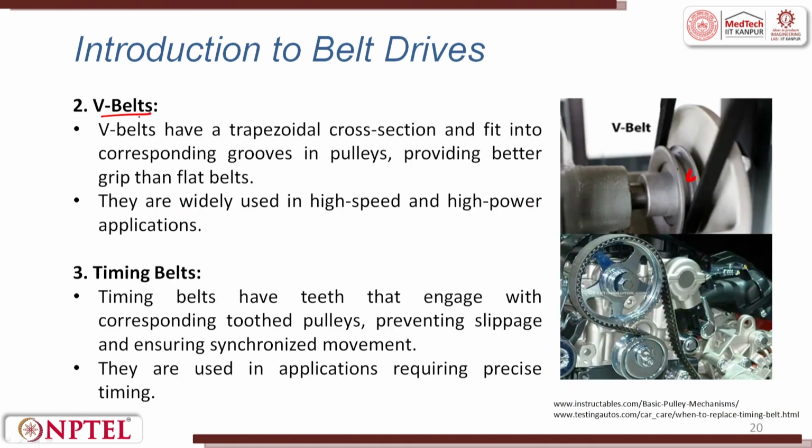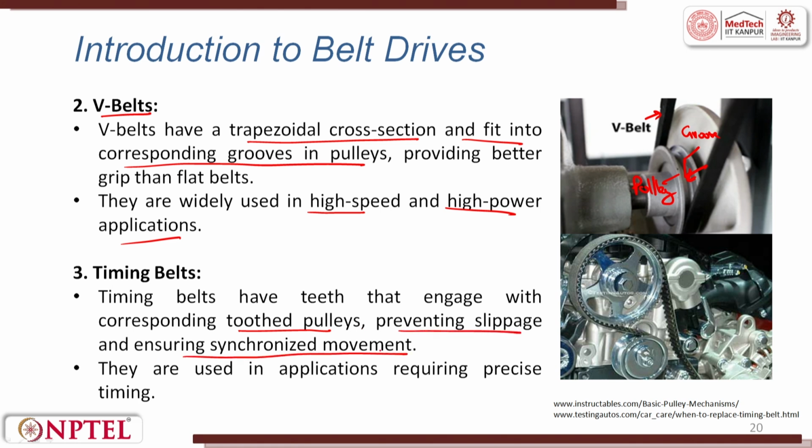On the other hand, V belts have a trapezoidal cross section and fit into corresponding grooves in pulleys. So, this is a groove. This is our pulley that has a groove and this is our V belt that is given. They are widely used in high speed and high power applications. On the other hand, we have timing belts. Timing belts have teeth that engage with corresponding toothed pulleys, preventing slippage and ensuring synchronized movement. So, as I mentioned, there could be some slippage here.